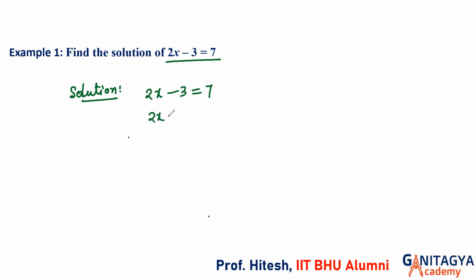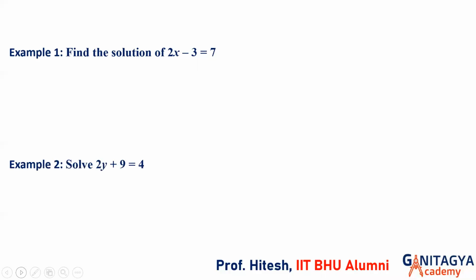So I can write 2x is equal to 7 plus 3. So 2x is equal to 10. So I can write x equal to 10 upon 2. So hence x is equal to 5 is the answer. Please write it down and let me know when done. Move to the next question. Solve 2y plus 9 is equal to 4. These are very easy questions.